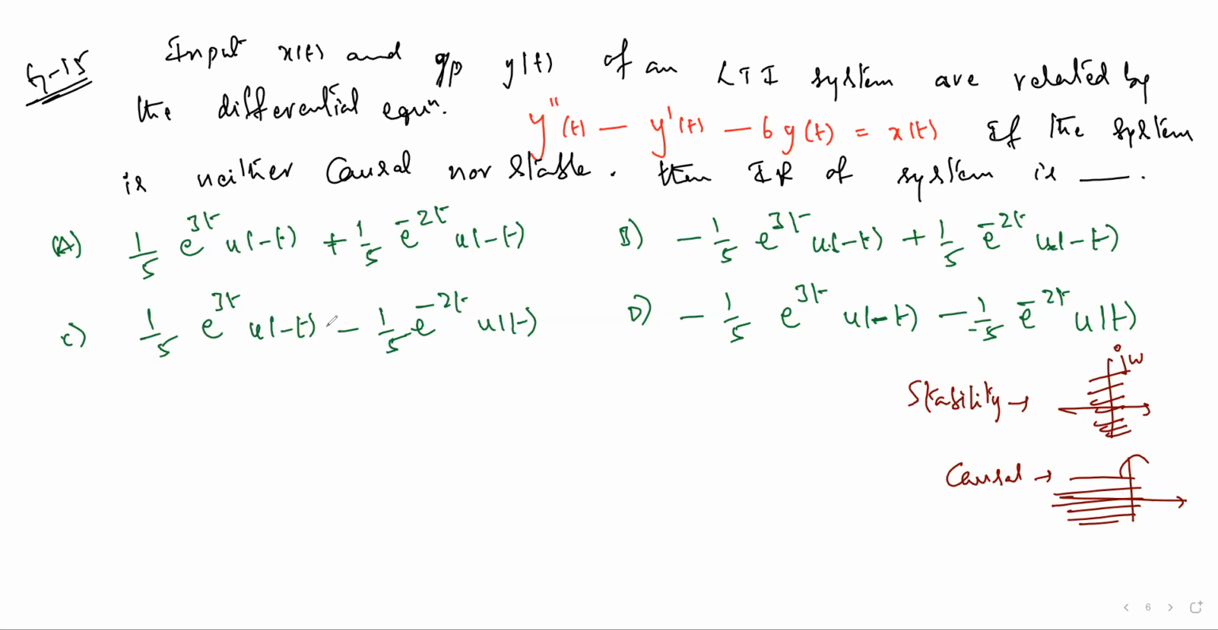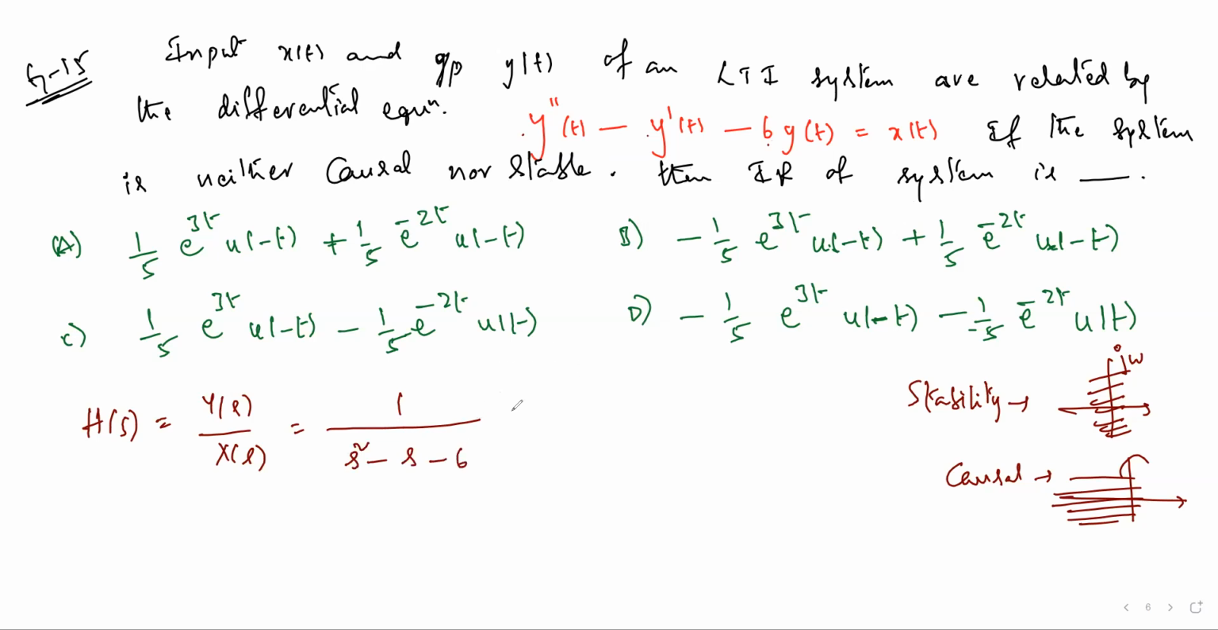First of all, from the condition, what is H of s? You can determine it. H of s is Y of s by X of s. That is s square here, s here, minus 6. So s square minus s minus 6 will come into the denominator, because X of s is on this side. So H of s is 1 by s square minus s minus 6.